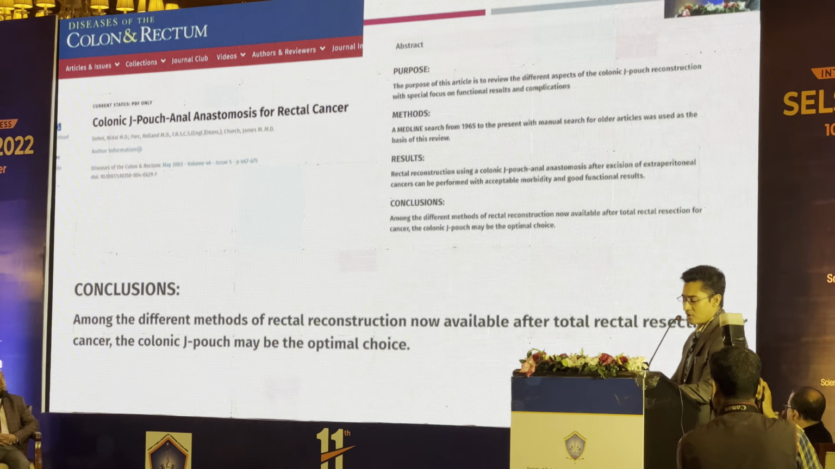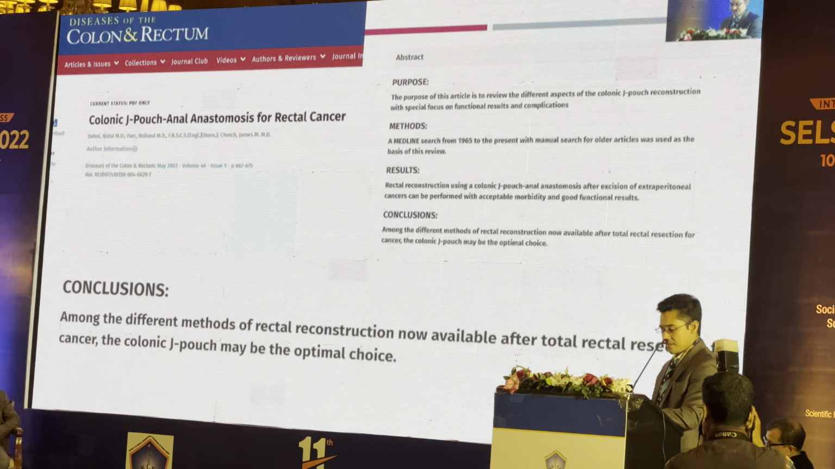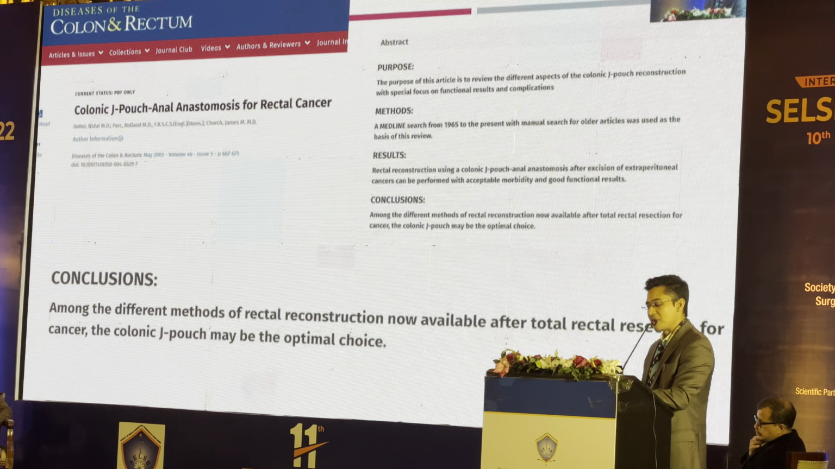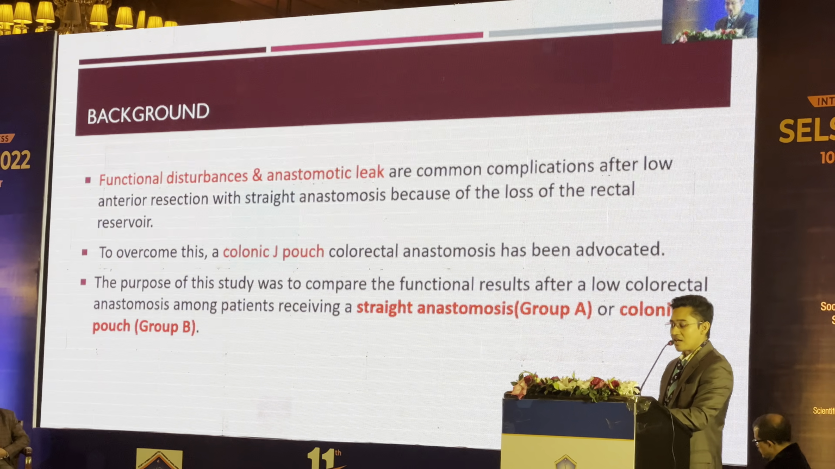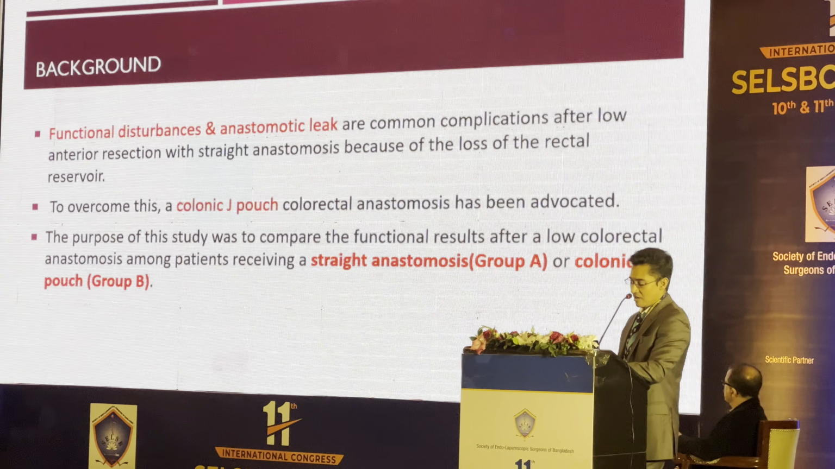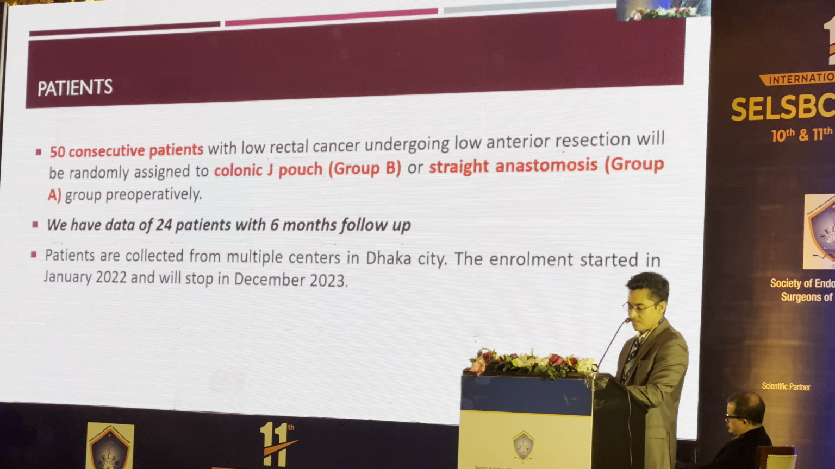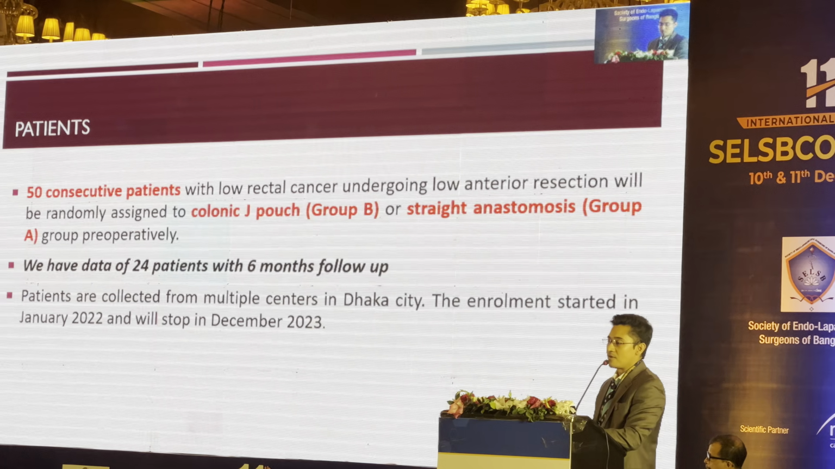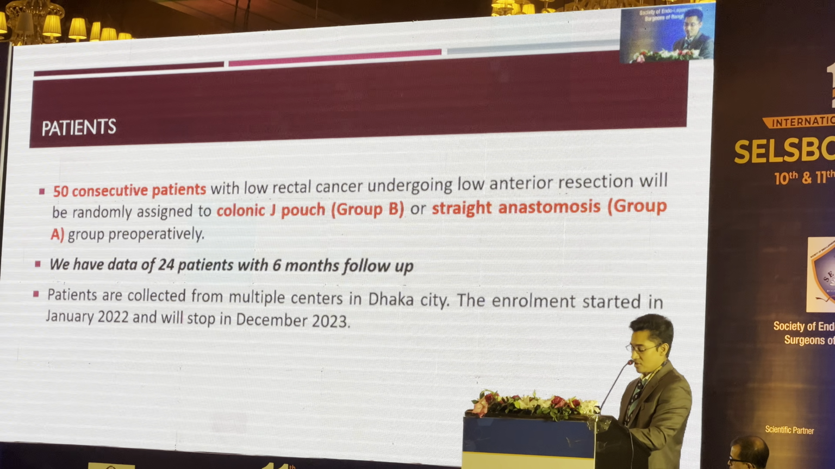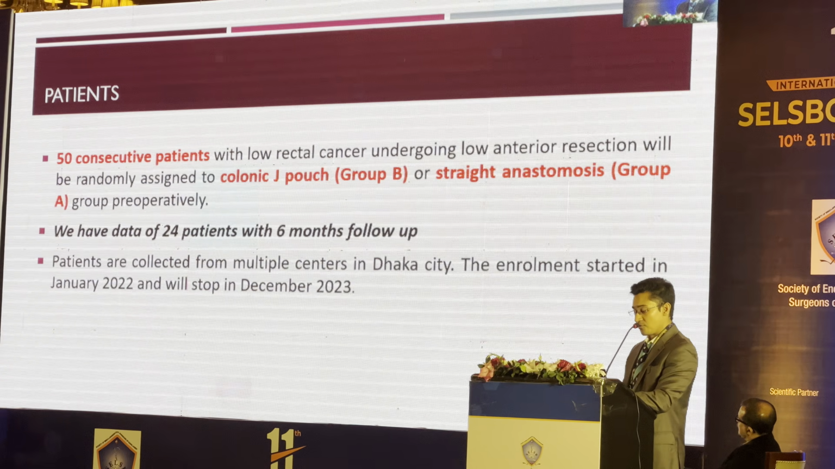Here is another very wonderful presentation by the Diseases of the Colon and Rectum journal, which said the colonic J-pouch may be the optimal choice after low anterior resection. So we did research for ourselves in our own country, which compared the straight anastomosis with the colonic J-pouch. We are planning to take 50 consecutive patients. We have already collected data from 24 patients and followed them up to 6 months. Our plan is to follow them up to 24 months.